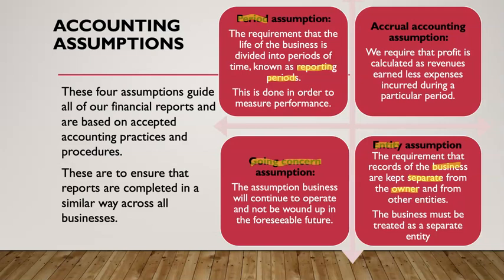The final one, and probably the most common one you're going to see over the year, is the accrual accounting assumption. This is the requirement that profit, revenue minus expenses, is calculated as revenue earned less expenses incurred. So we need to find all the revenues that we've earned in a period and all the expenses that we've incurred to calculate our profit. Now you're going, I don't understand this, potentially. That's a lot of technical definitions. How do I remember this? The short answer is we will come back to these throughout the year.